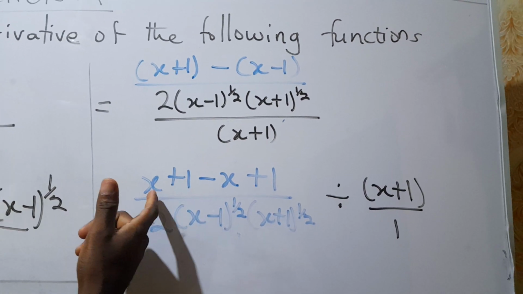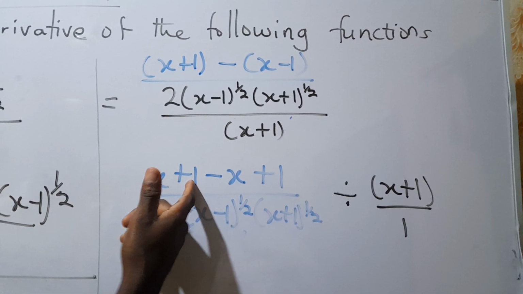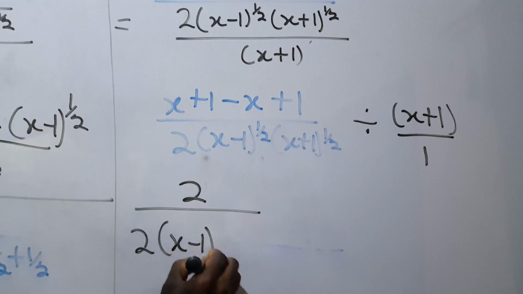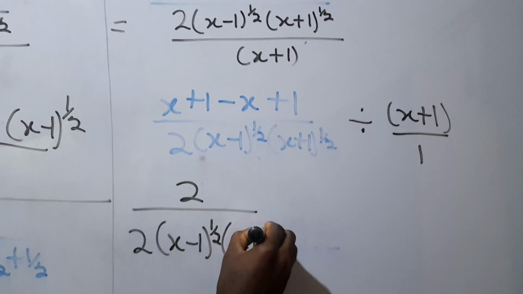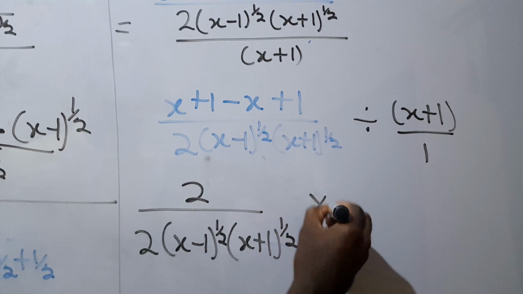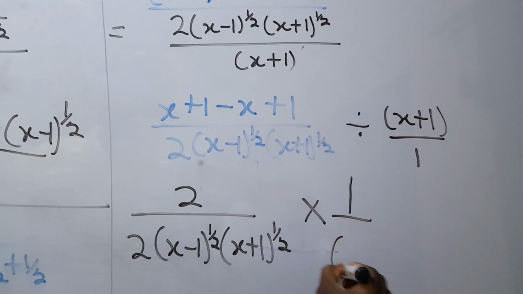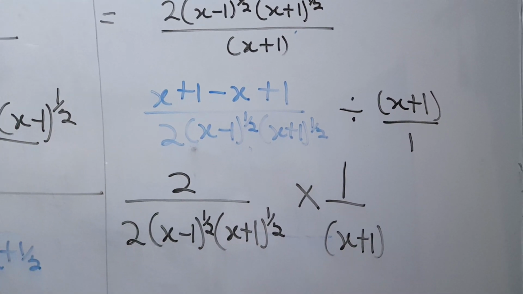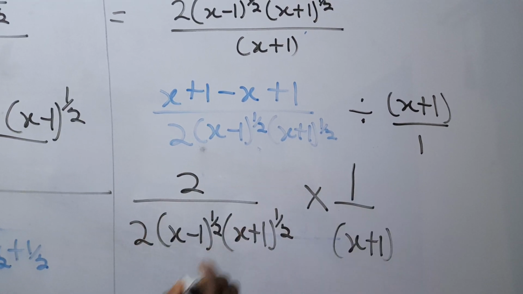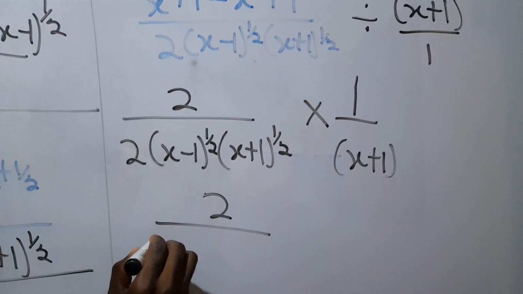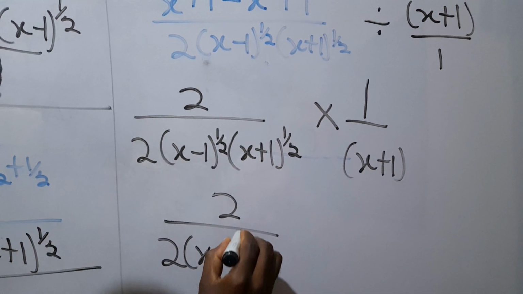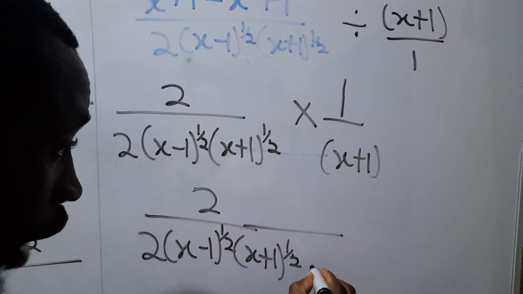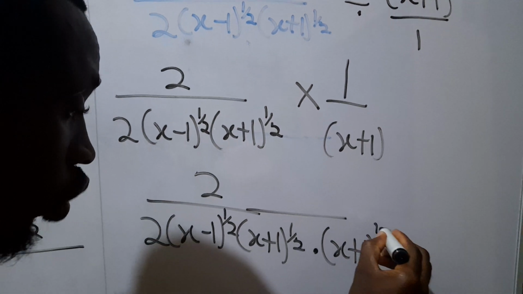So what will I have at the top here? x minus x is 0. So 1 plus 1 will give us 2. So I have 2 all over 2 times (x minus 1) exponent half, (x plus 1) exponent half, times, I will reciprocate this, 1 over x plus 1. Remember, this x plus 1 is exponent 1. So when I rewrite these two multiplying, we'll get 2 over, this is also multiplying this, so we'll get 2 bracket (x minus 1) exponent half, (x plus 1) exponent half, then times our (x plus 1) exponent 1.